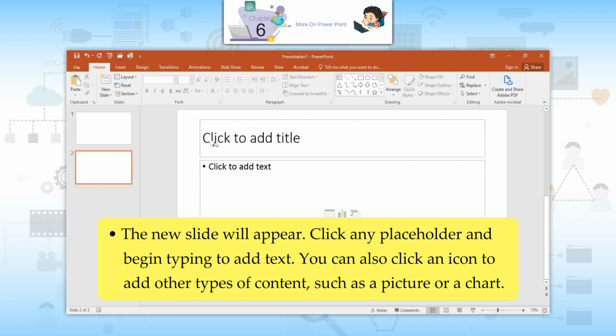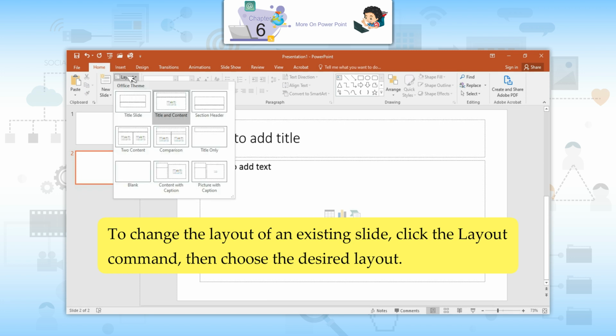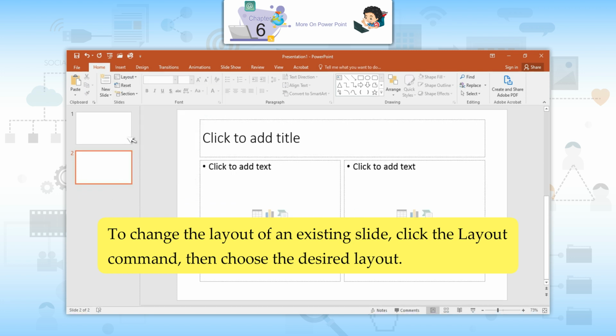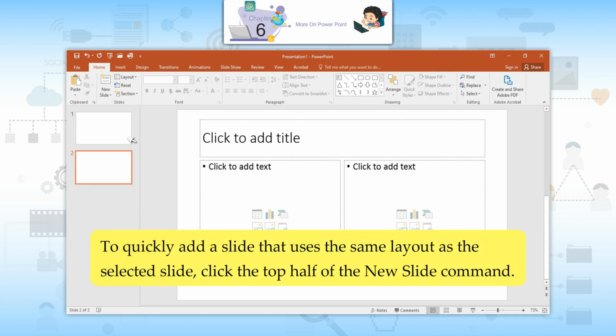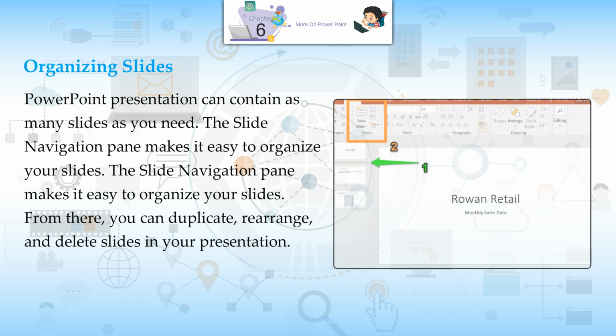Click any placeholder and begin typing to add text. You can also click an icon to add other types of content such as a picture or a chart. To change the layout of an existing slide, click the Layout command, then choose the desired layout. To quickly add a slide that uses the same layout as the selected slide, click the top half of the New Slide command.